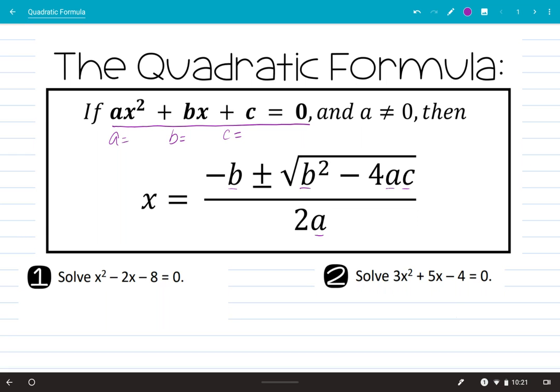Now, if you like having videos or songs to help you remember this formula, I would definitely search on YouTube quadratic formula songs. They have some hilarious ones on there. They really do have some good ones. If we were in the classroom, you would be getting a different one each day to help you remember it.